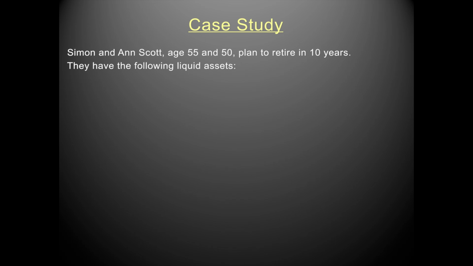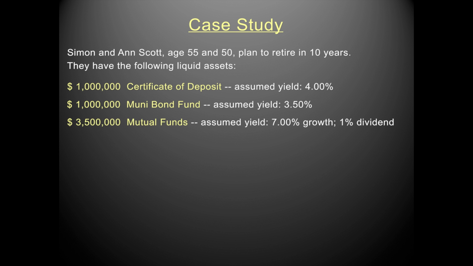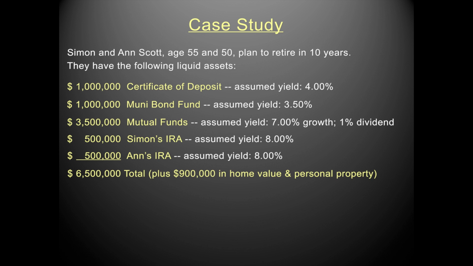The case study I want to share with you involves Simon and Ann Scott. They're age 55 and 50 and plan to retire in 10 years. They have the following liquid assets: $1 million in a CD, $1 million in a muni bond fund, $3.5 million in mutual funds, $500,000 in Simon's IRA, $500,000 in Ann's IRA, $6.5 million total liquid assets, plus $900,000 in home value and personal property.